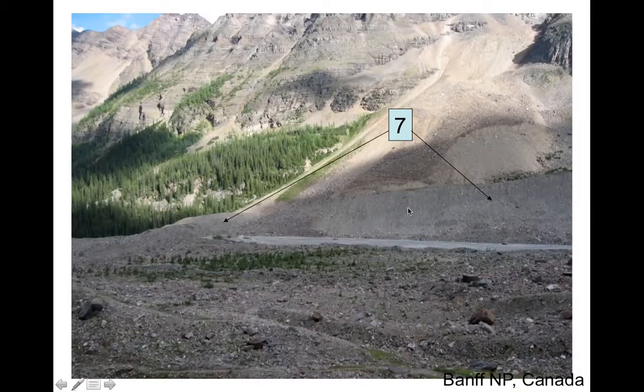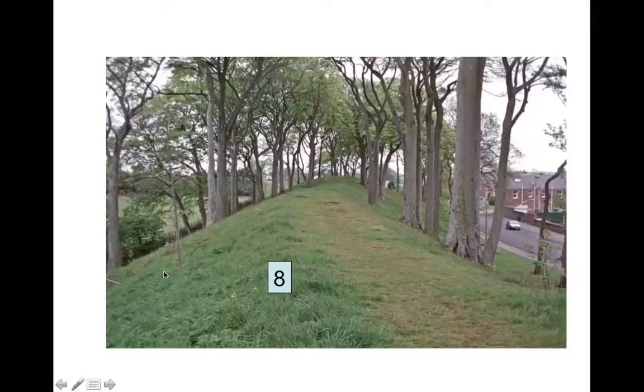This one is the lateral moraine that was the side of the glacier. This is the end moraine that was the end of the glacier. And this is an esker. You can tell because it's a ridge.